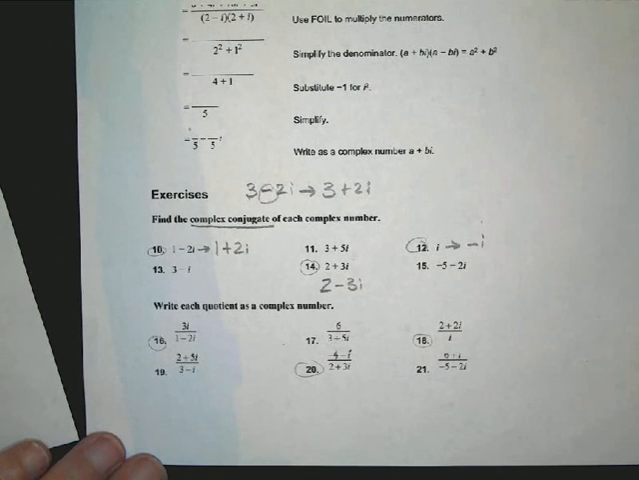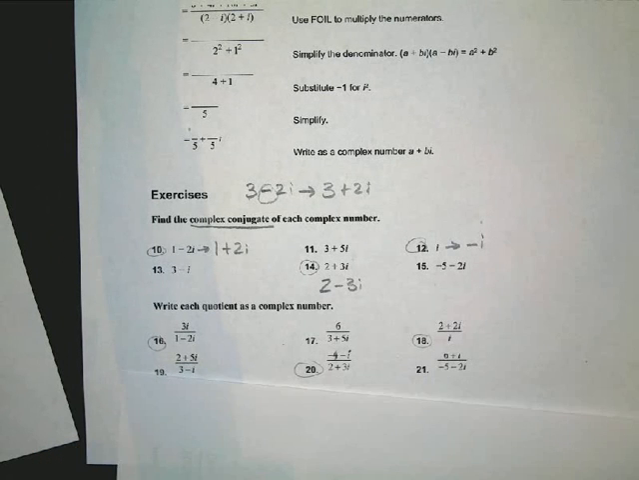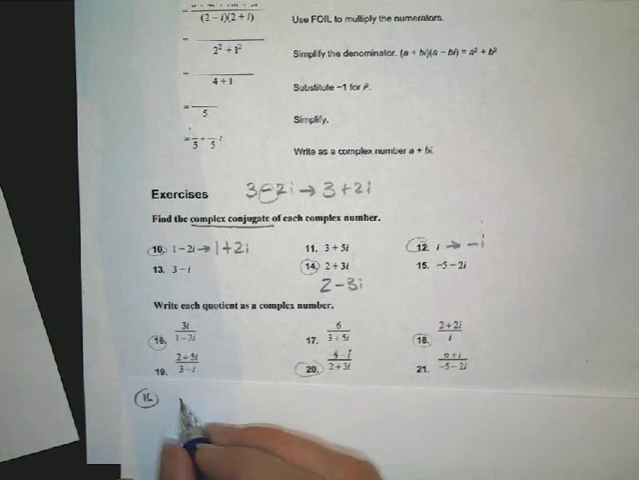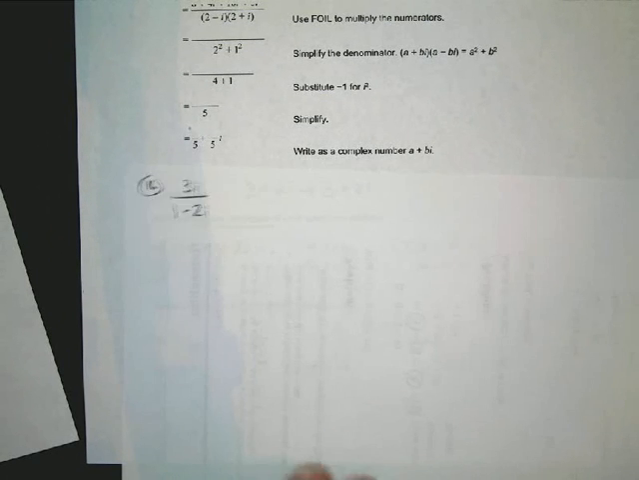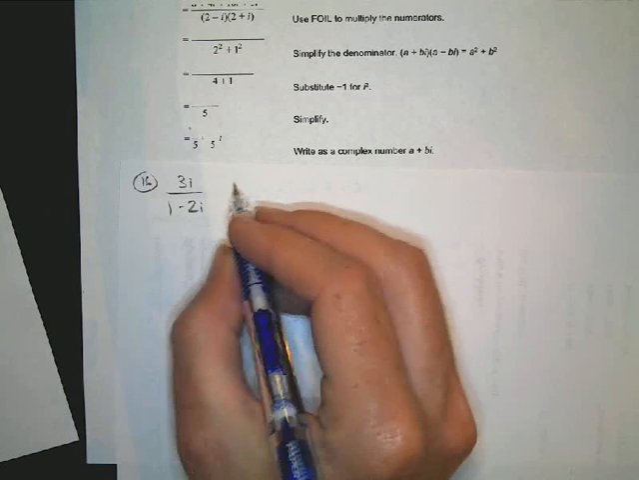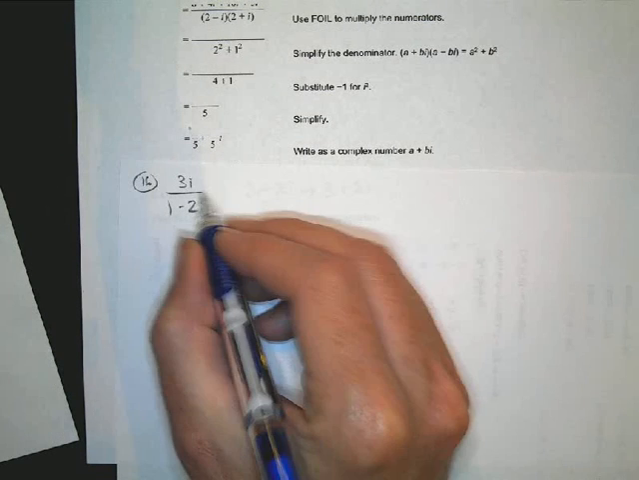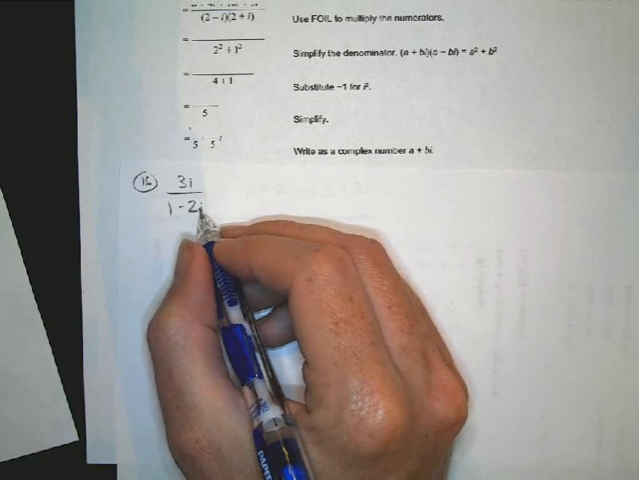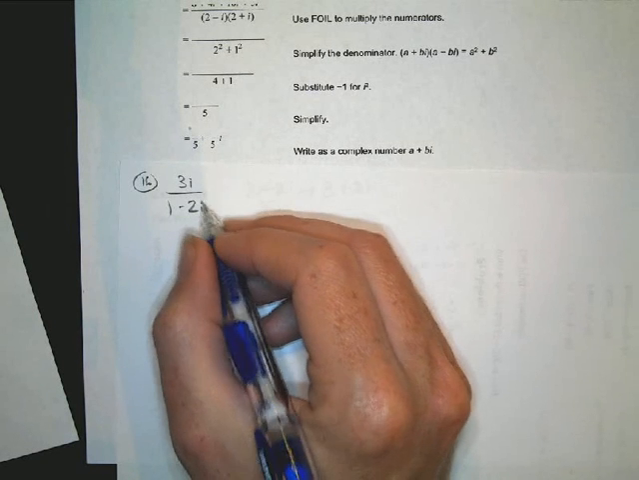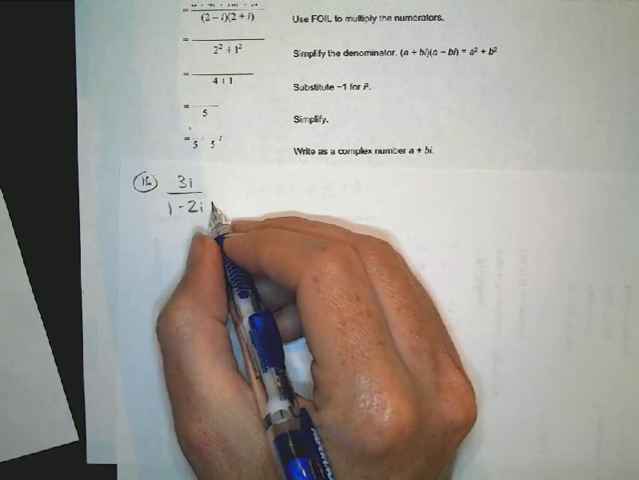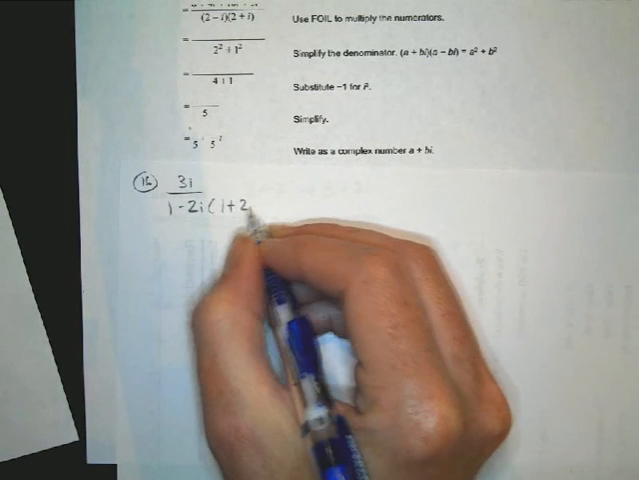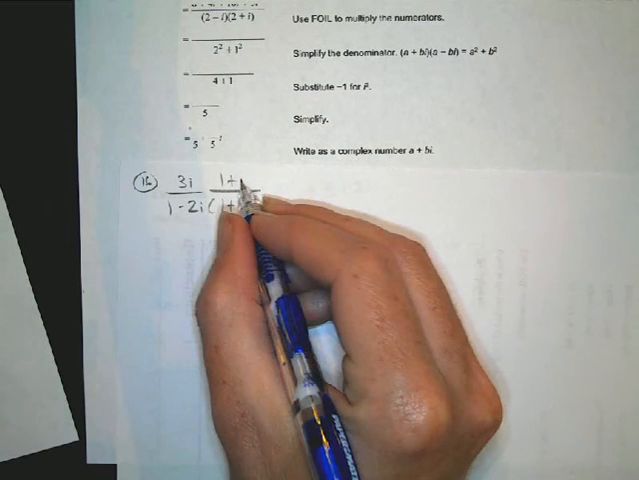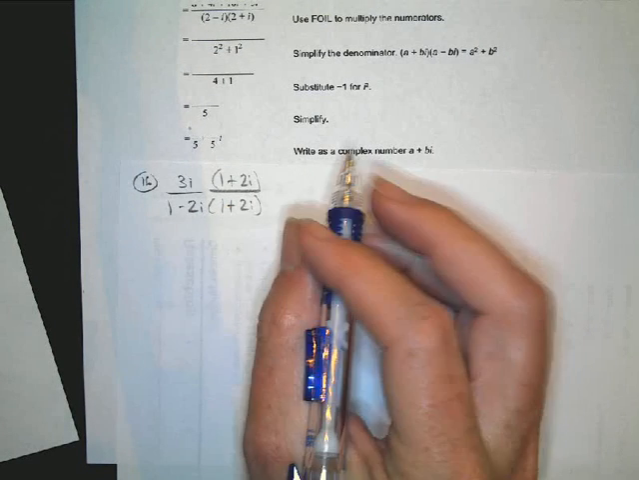So let's look at number 16. For number 16, we have 3i over 1 minus 2i. I'm going to transfer over to this piece of paper so I have a little more space to work on it. To solve this one, again, I can't leave an i in the denominator because that actually is a radical -1. I can't have that. I'm going to multiply the top and the bottom by the complex conjugate, 1 plus 2i, and a 1 plus 2i on the top.